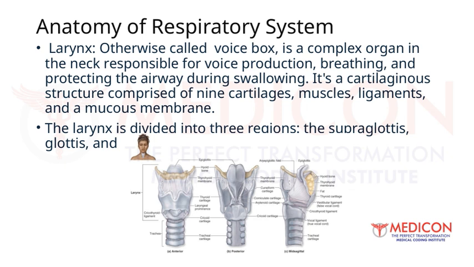The structure of the larynx is quite intricate. It's made up of 9 cartilages, which are sturdy, flexible pieces of cartilage that give it shape and support. Along with these cartilages, there are muscles, ligaments, and a mucous membrane that line the inside, all working together to perform its functions efficiently. Now, to better understand its organization, the larynx is divided into 3 main regions. The top part is called the supraglottis, which includes structures above the vocal cords. The middle part is the glottis, where the vocal cords are located. This is essential for voice production. And finally, the subglottis is the area below the vocal cords, leading down towards the trachea.